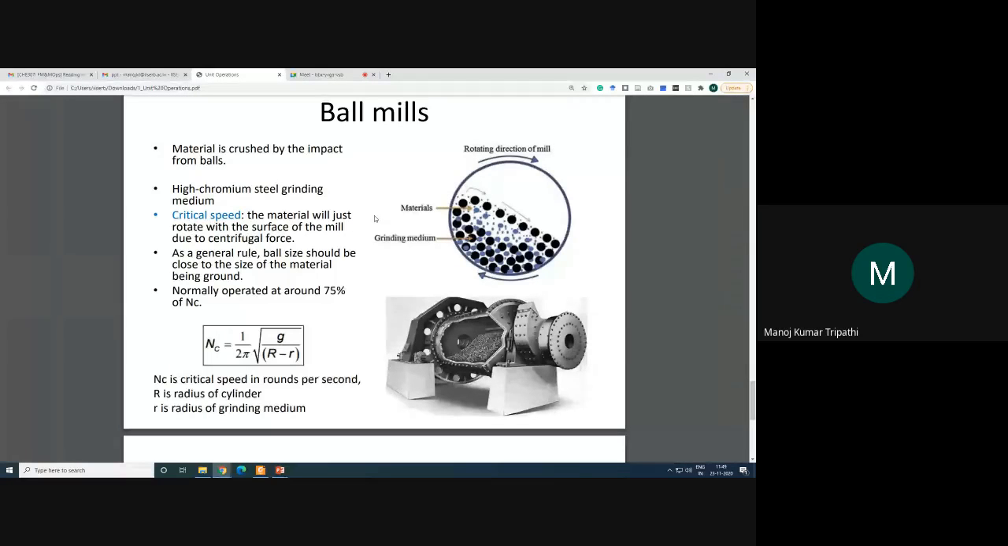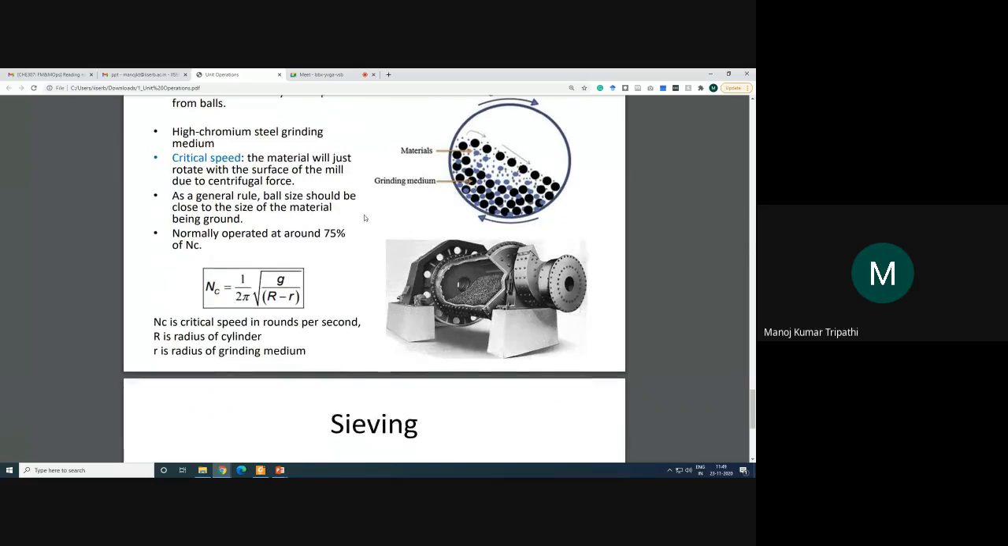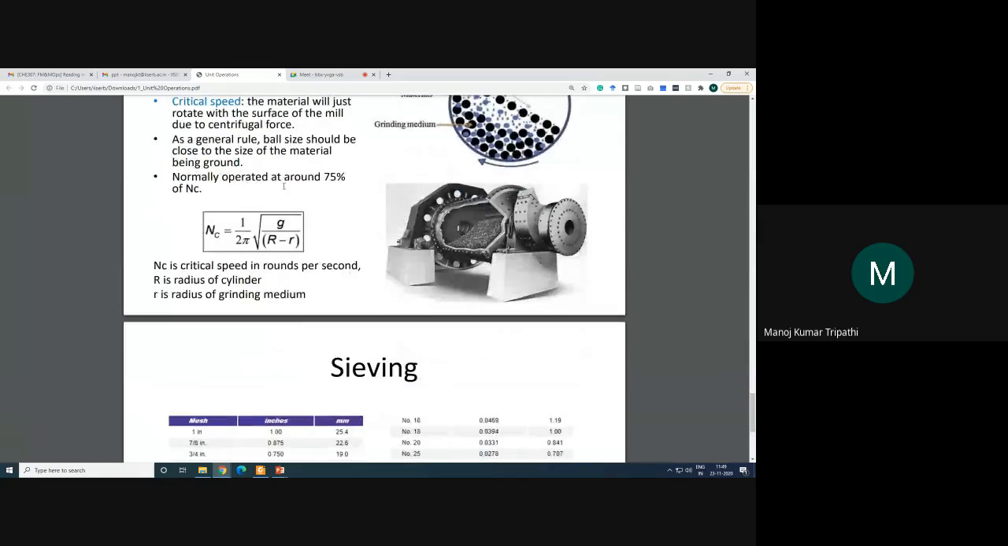Yeah. So because of this centrifugal force, they will just stick to the sides. They will not come down. Okay. And ball mills are usually operated at around 75% of this critical speed.